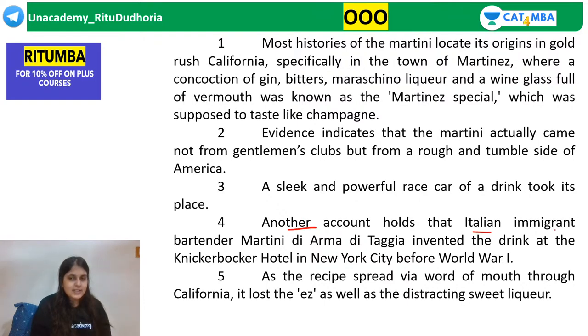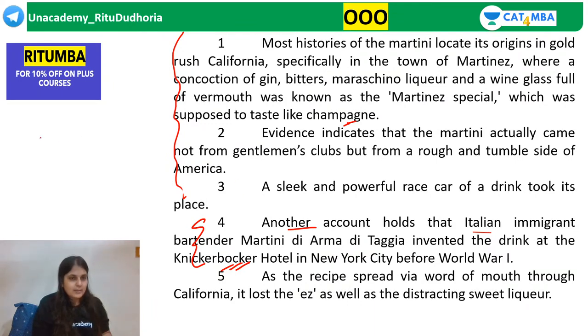Another account was that the Italian immigrant bartender Martini di Arma invented the drink. But guys, you've spoken so much about the California account. My question is, then why didn't the author speak about the Italian immigrant account? If the author has given so much focus to one story, only one sentence on that story. Doesn't that look odd? Now, come on, let's see this.